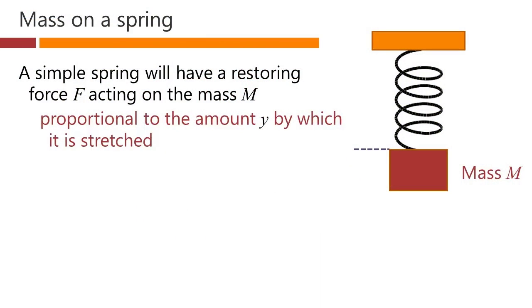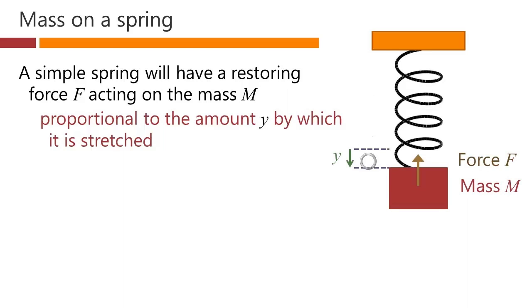So let's look at a mass on a spring. A simple spring has a restoring force F acting on this mass, capital M here, and the restoring force is proportional to the amount y by which it is stretched. So we stretch this by some amount y in our y direction, and there's a restoring force that is trying to lift the mass back up again.